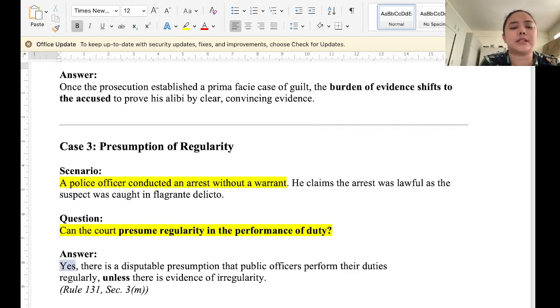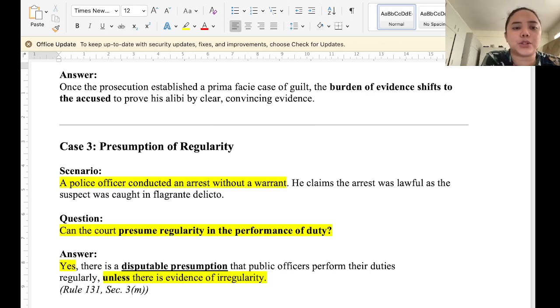Yes. It is a disputable presumption. Remember this, class: disputable, which means the defense can still present evidence to contradict this. For example, the accused says, I was not caught in the act. I was inside my home. The doors were closed. The windows were closed. I don't know how he could have gotten inside without a warrant. So that is a lawful defense. Since there is a disputable presumption, if the accused presents evidence of irregularity, then it will no longer be presumed that his duties were done regularly.